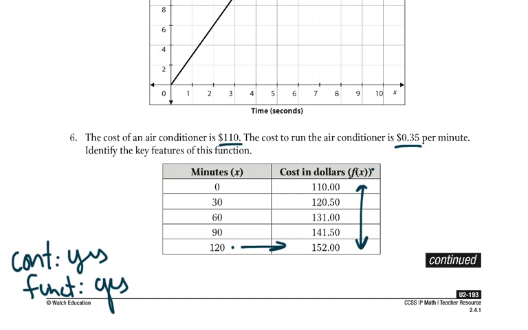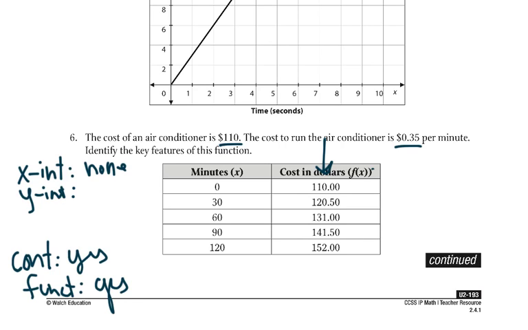So now, let's take a look at a table. How do we find our x- and y-intercept? Well, x-intercepts always have some number, then comma 0. So is there a y value of 0, or an f of x value of 0? No. So we don't have an x-intercept. A y-intercept always has an x value of 0. Do we have an x value of 0? Yes, and the y value is 110. So our y-intercept is (0, 110).